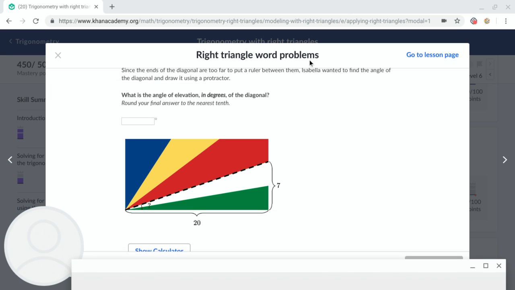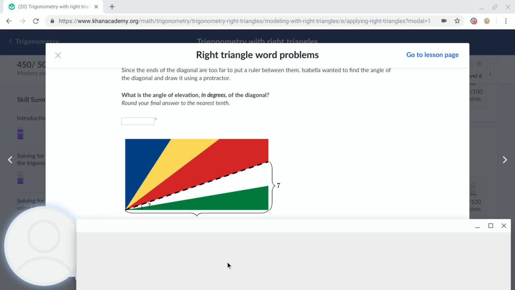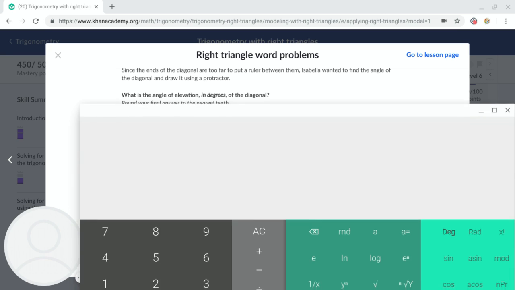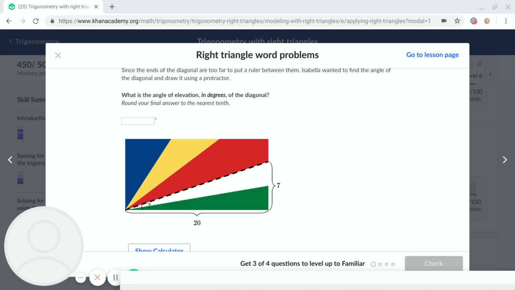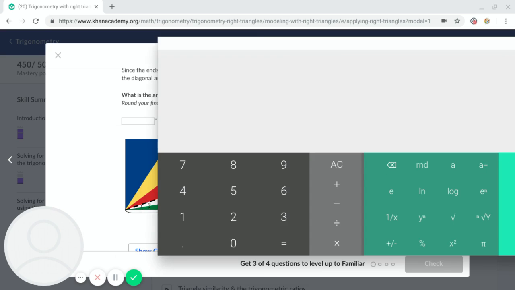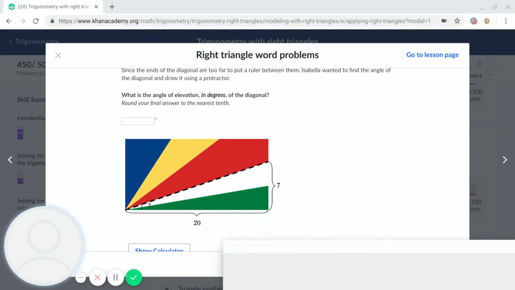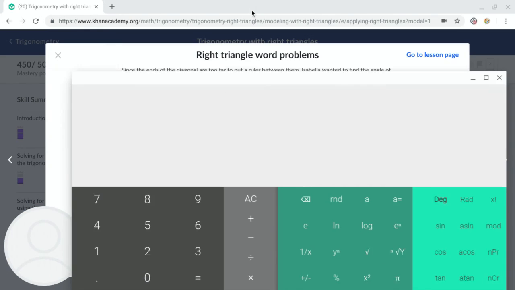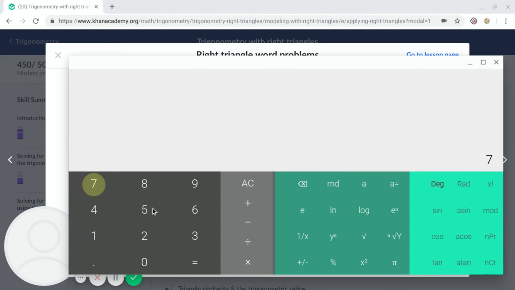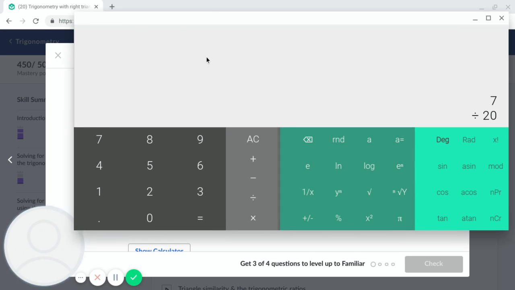Let's see. Looks like the most logical option is opposite over adjacent. Yeah, opposite over adjacent, which is 7 over 20, it appears to be. Yeah, that's right.